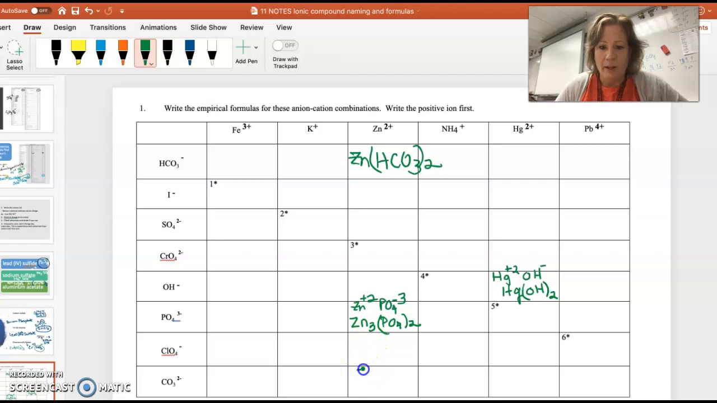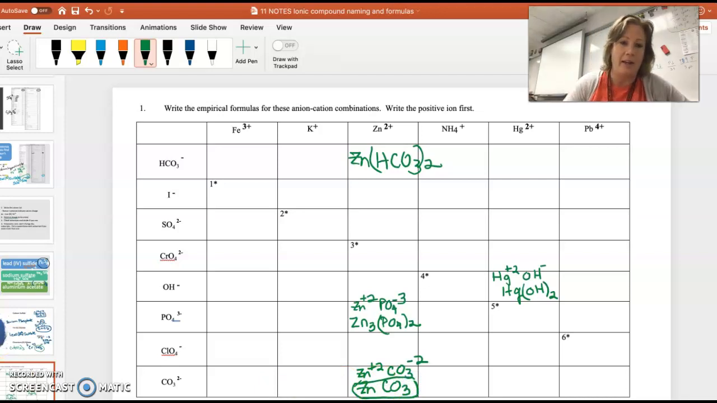Here's another one that's kind of interesting. So zinc is +2, carbonate is -2. The whole point of writing the formula is to get them to be balanced and have a neutral charge. So you're just going to be rewriting this without the ion charges. So it'll just be 1 to 1. So I hope that helps as you do that.